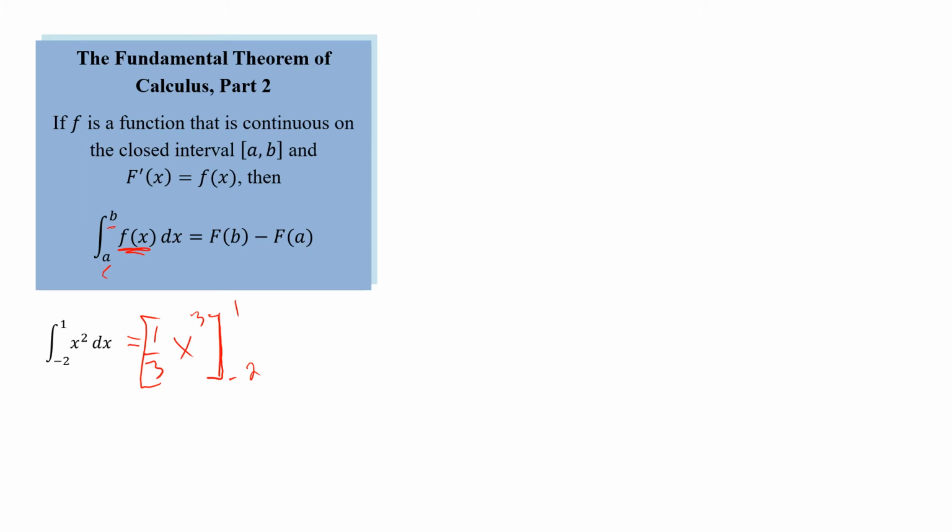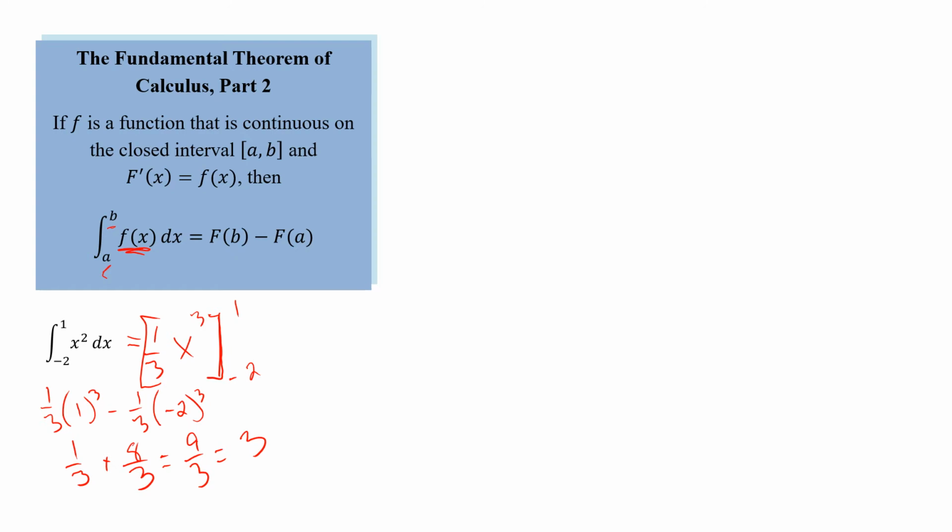But now we're going to plug in these numbers. So we'll have 1/3 times 1 cubed minus 1/3 times negative 2 cubed. 1 cubed is 1 times 1/3 is 1/3, minus negative 2 cubed is negative 8 times 1/3 is negative 8/3. So that'll be a plus 8/3. 1/3 plus 8/3 is 9/3, which is also called 3. So that's essentially what we do when we find the antiderivative.